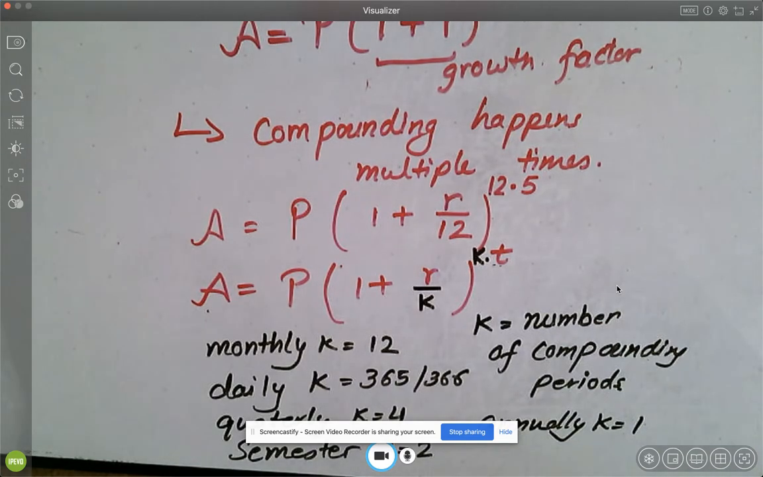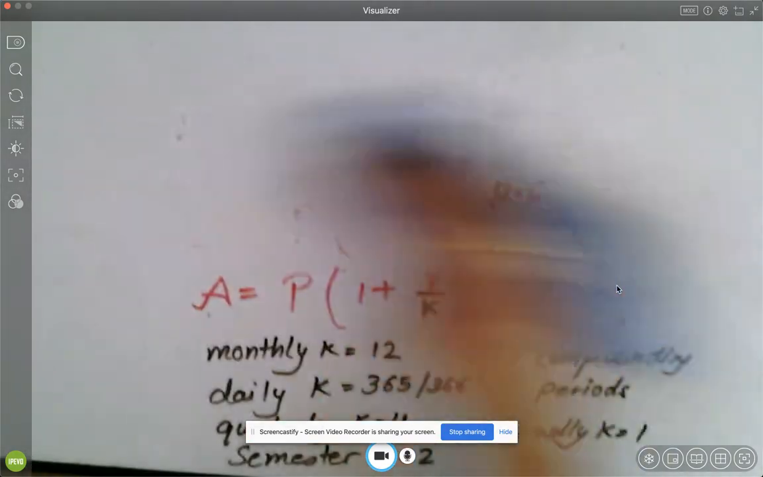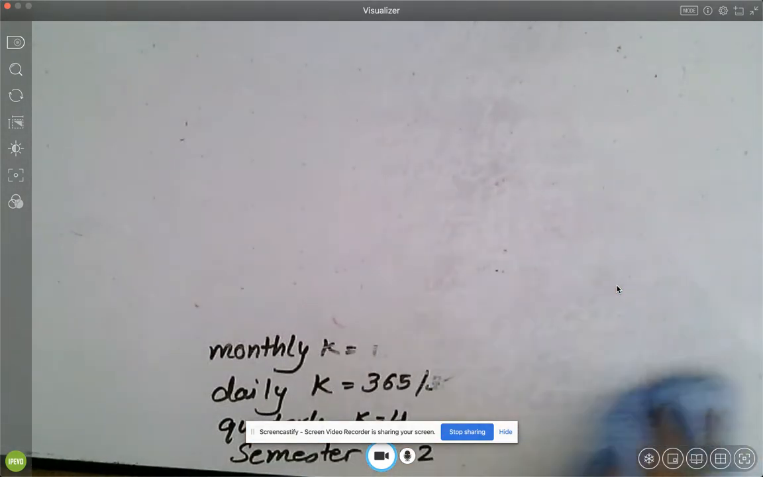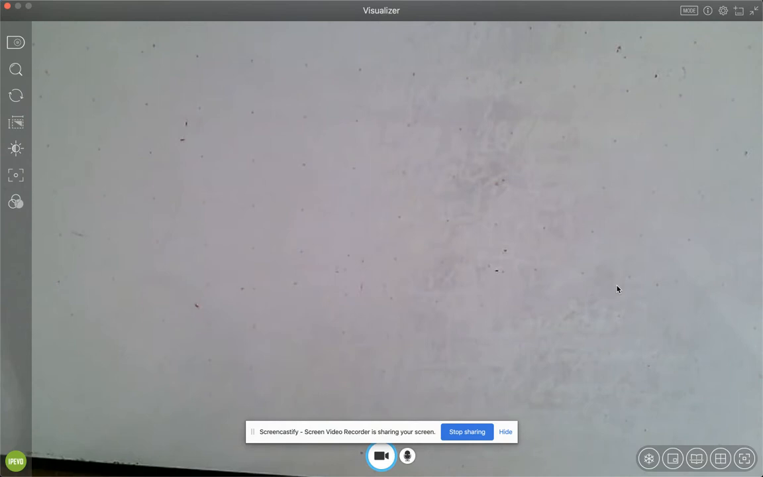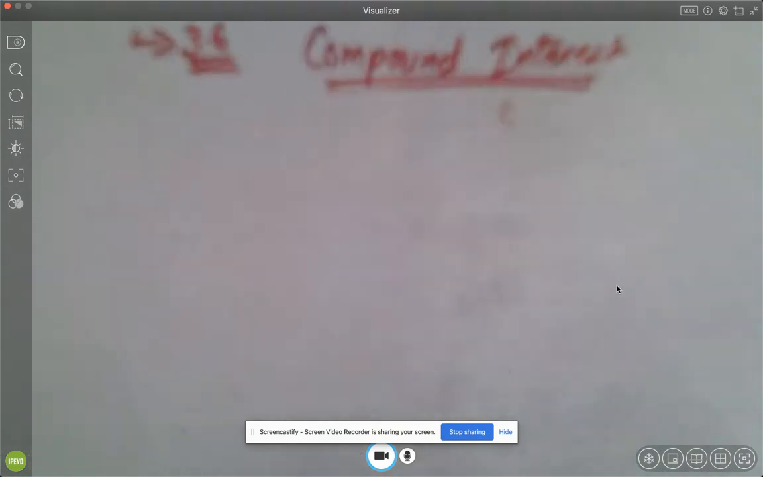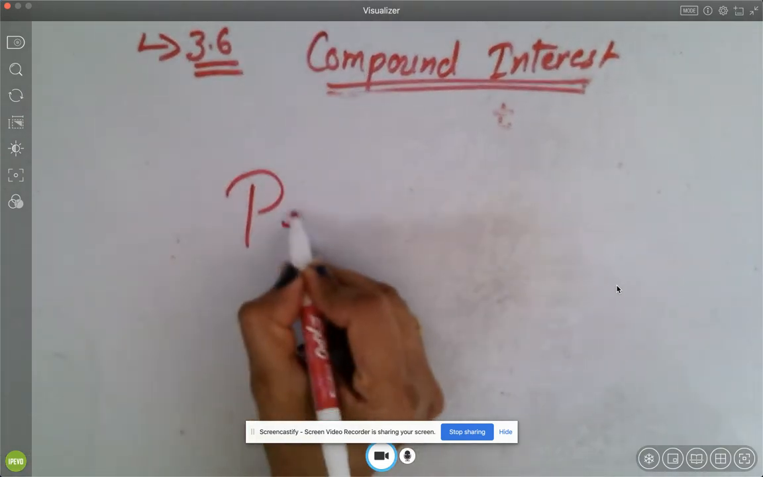Okay, let me talk about another equation too. So let's move on to another equation for compound interest, which is commonly known as PERT.